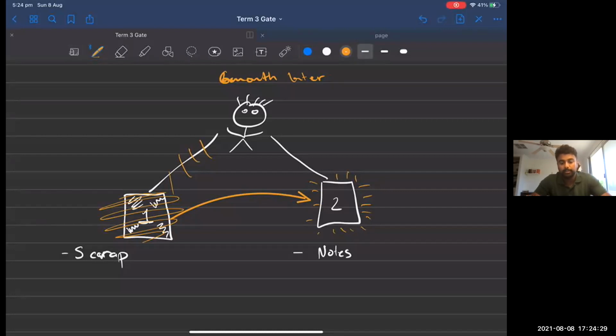Wait, Melvin, what's the point of a notebook when you can't have it during the test? Because it's for you to revise. So in 6 months' time, Naman, I'll give you an example.